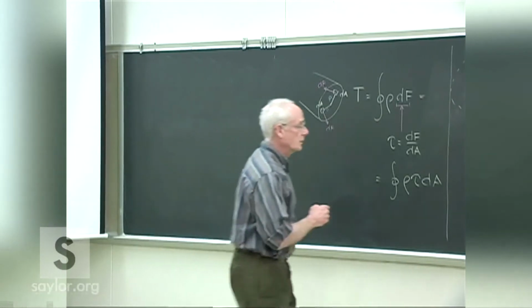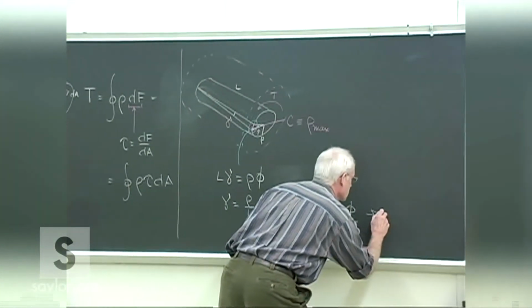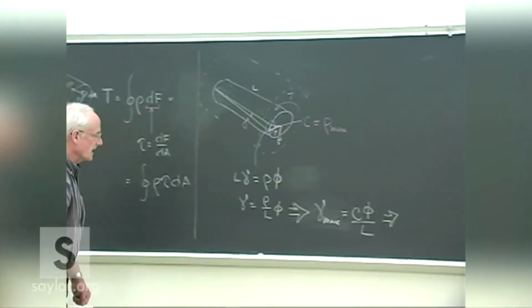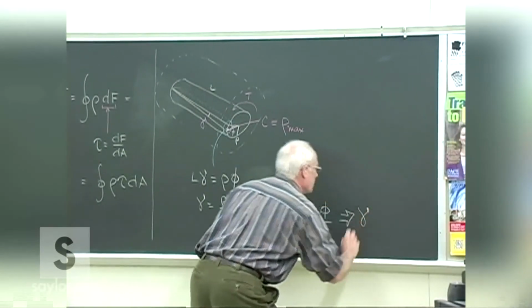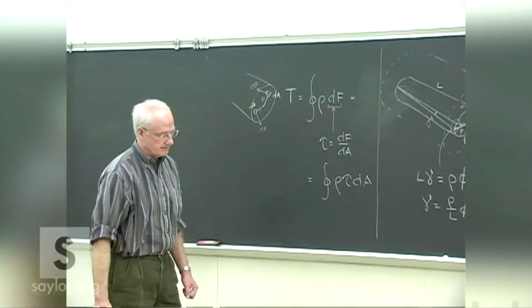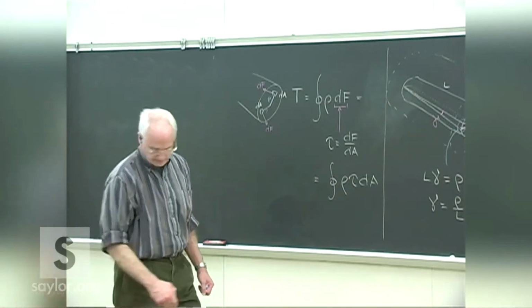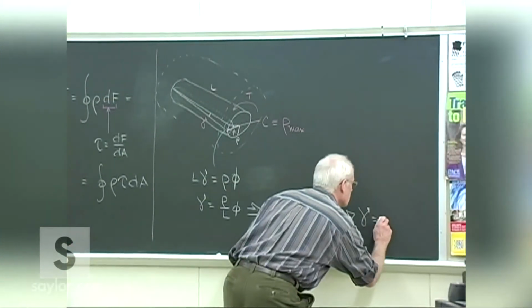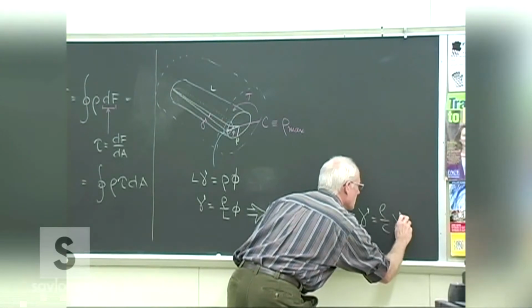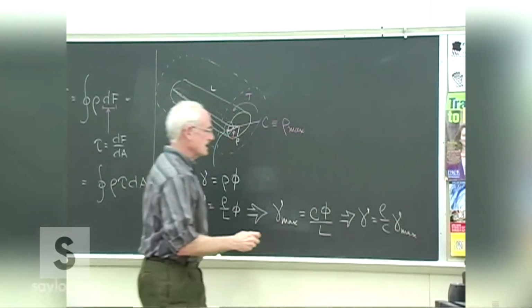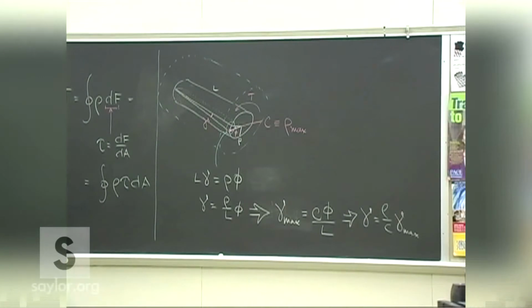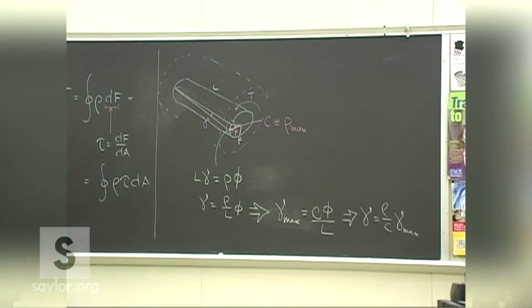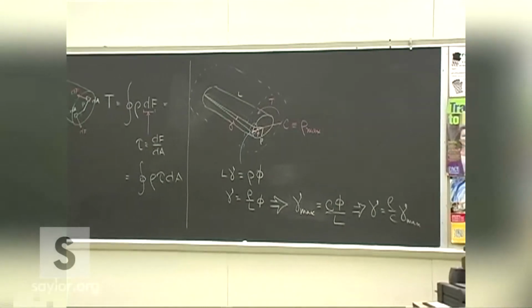I'm not real sure why, but I'll give it to you. I don't remember that this is any great shakes here. If we put these two together, we get that the shear strain is rho over C times a maximum. That just says it's linear, the shear strain varies linearly with radius, from zero at the center to the maximum. So we got that piece. I don't know that that's any great shakes.